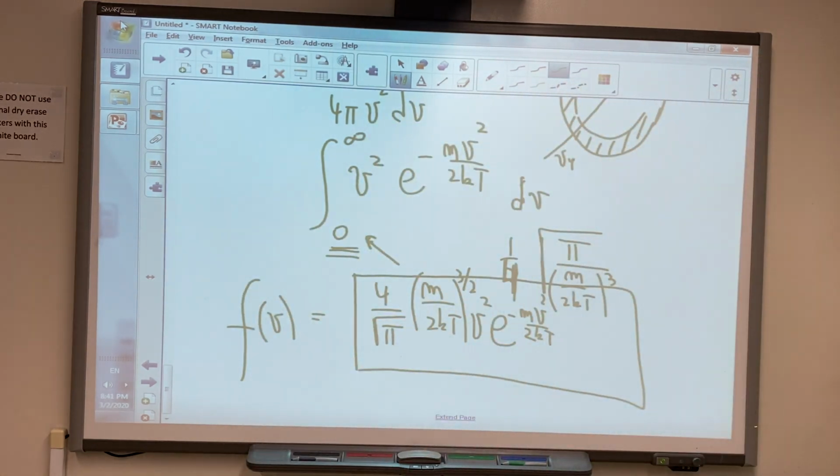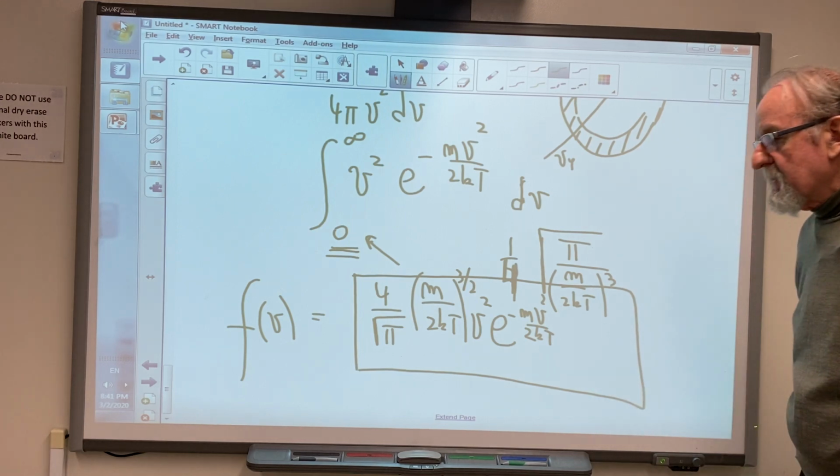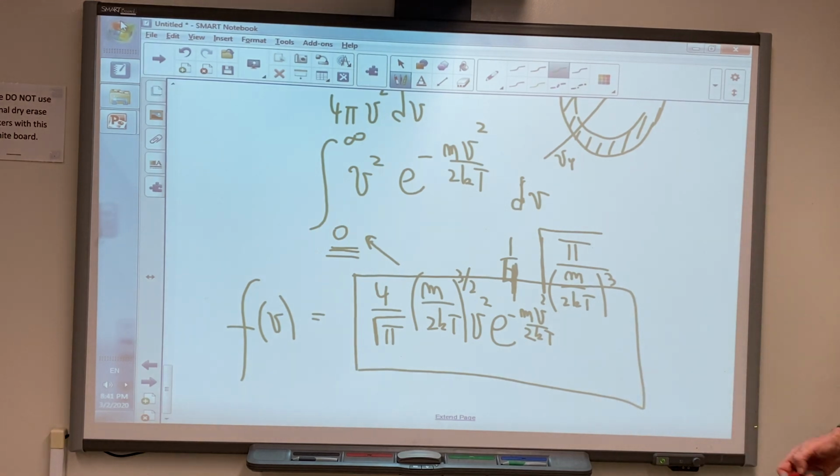This is the number of molecules whose speeds fall between the value v and the value v plus dv. So that's the result that Maxwell and Boltzmann published. That Boltzmann republished based on the calculations of Maxwell, if you want, but we call it the Maxwell-Boltzmann distribution.